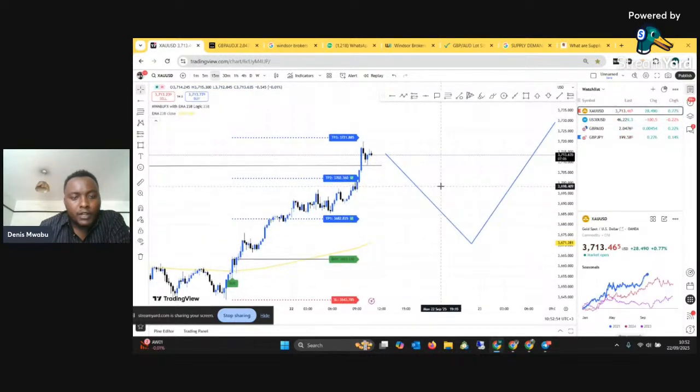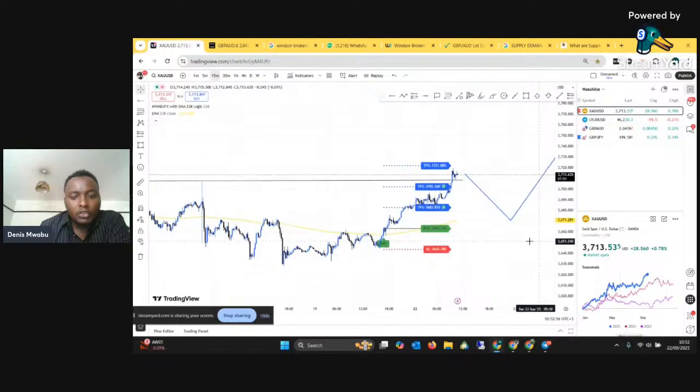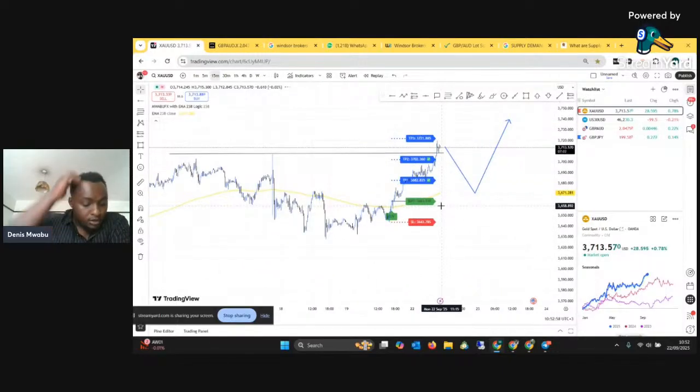So my gold friends, we usually trade this gold during New York session. So make sure you're plugged in so that you can be able to trade it during New York session.